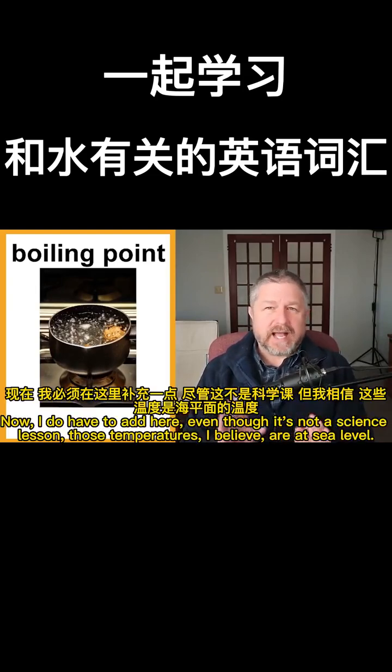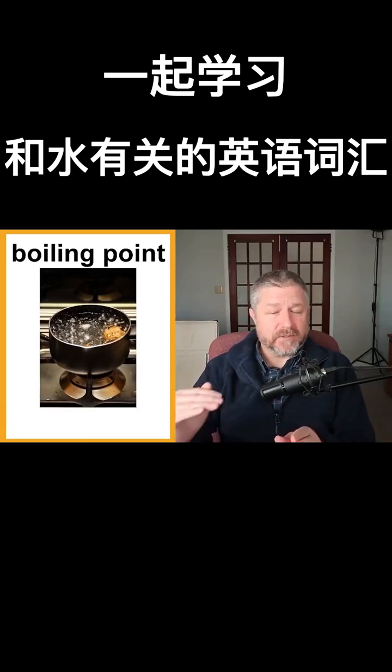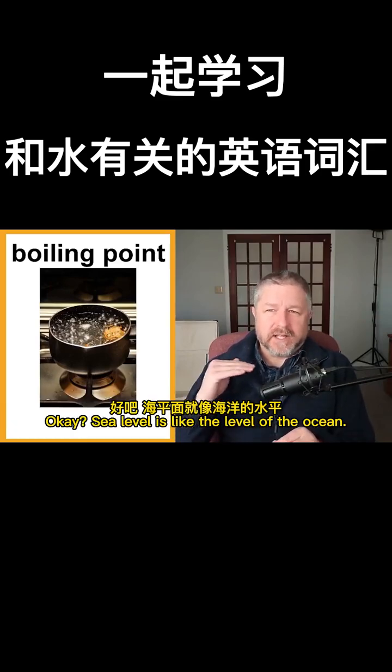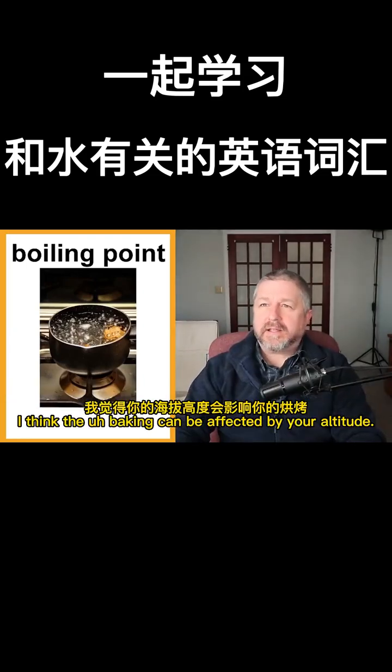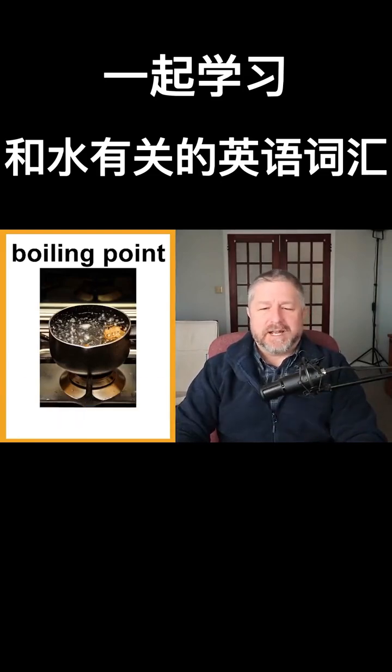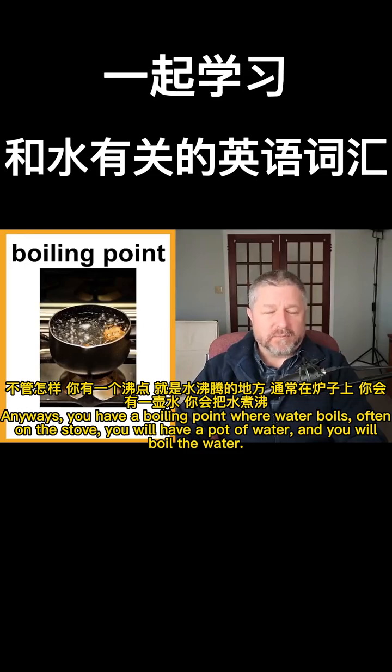Now, I do have to add here, even though it's not a science lesson, those temperatures, I believe, are at sea level. Okay, sea level is like the level of the ocean. So when you go higher or lower on the planet, the boiling point changes and the freezing point changes slightly, which I think can affect baking. I think the baking can be affected by your altitude. Anyways, you have a boiling point where water boils.